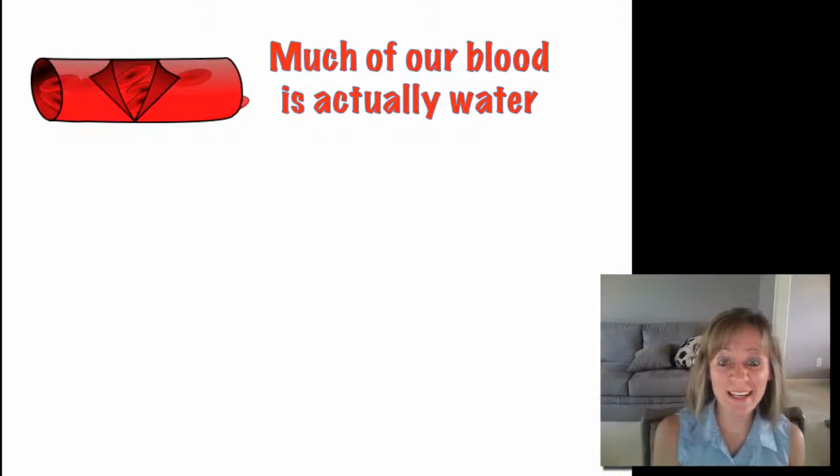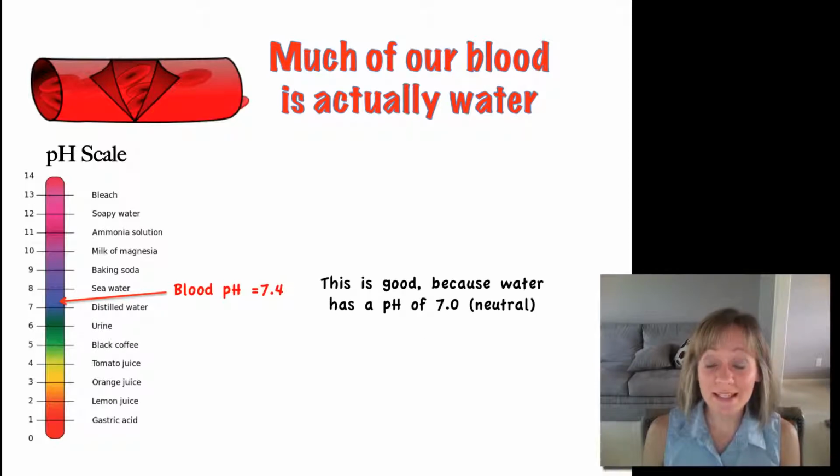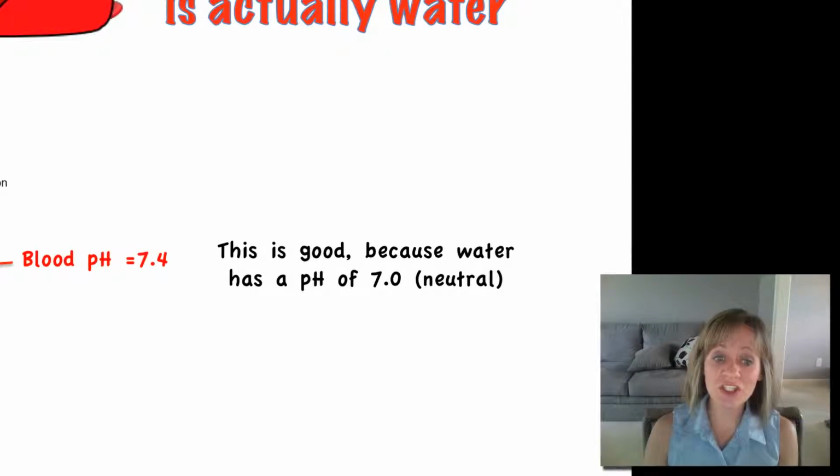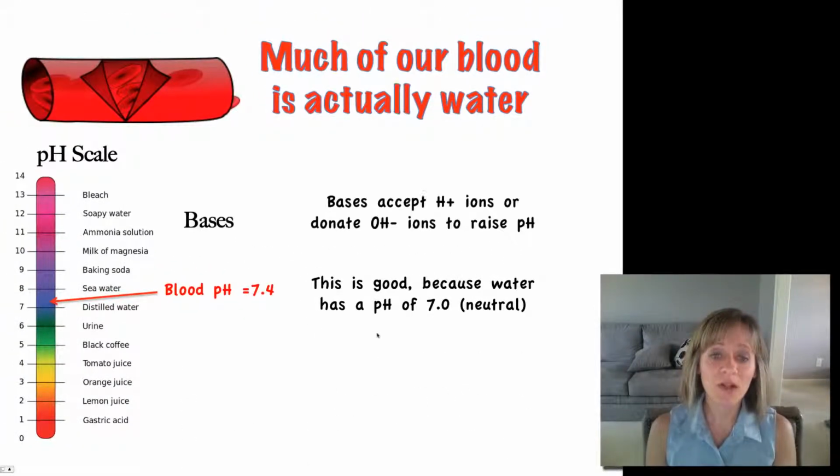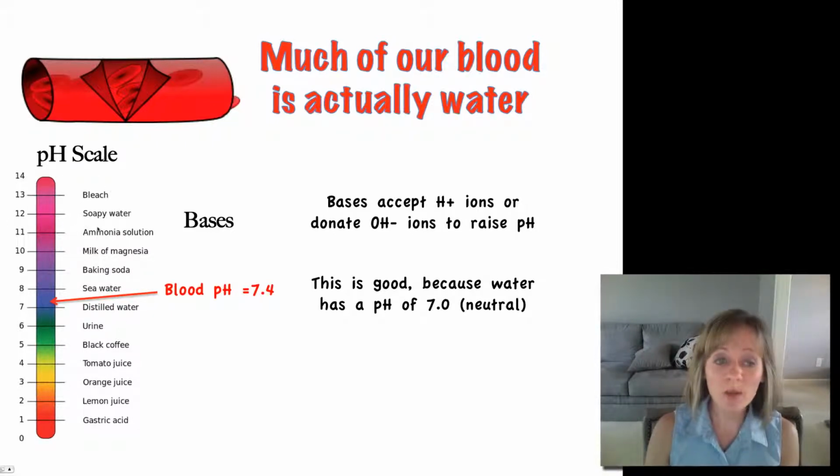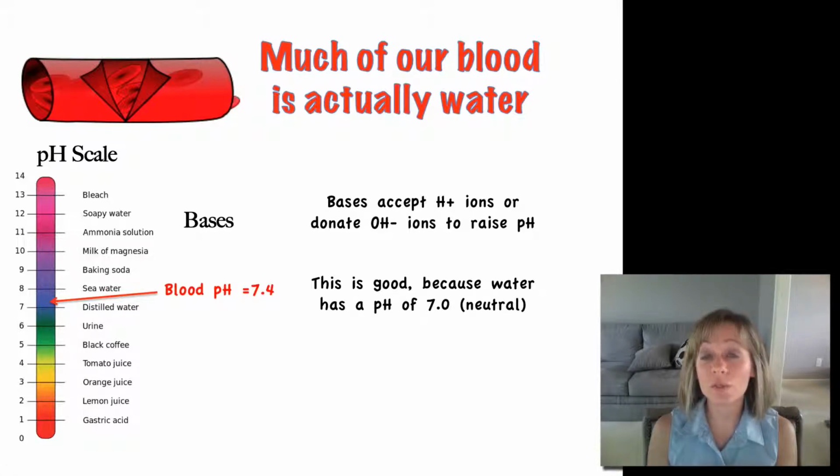So let's go back to this idea of our blood and how much of our blood is actually water. This is a great thing, again, because water is neutral, right? It has a pH of 7, and blood pH is about 7.4. So it's a little on the basic side, but not much. It's pretty much neutral. So let's look at this pH scale. So bases are on this end of the pH scale, above 7 and up to 14 on the pH scale. Bleach, soap, ammonia, baking soda. Bases accept hydrogen ions from other atoms or molecules, or we can consider bases to donate hydroxide ions.